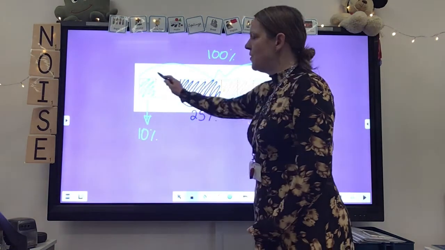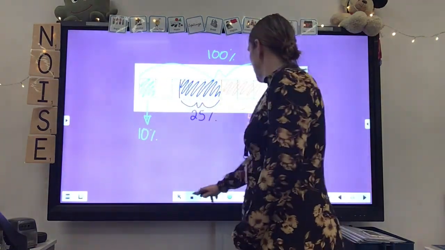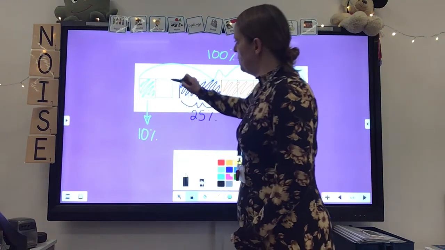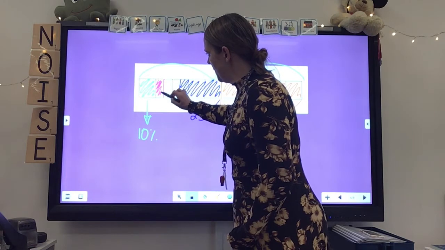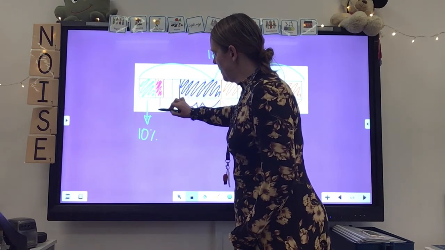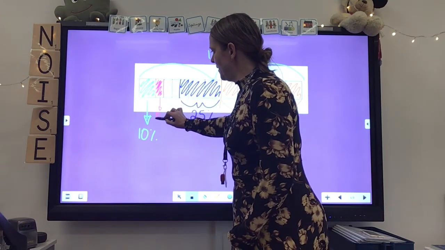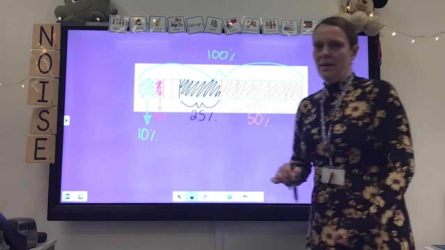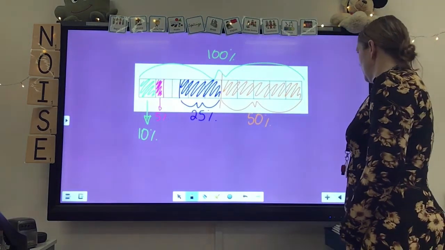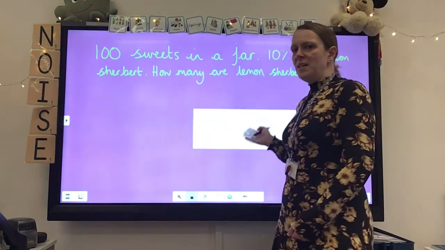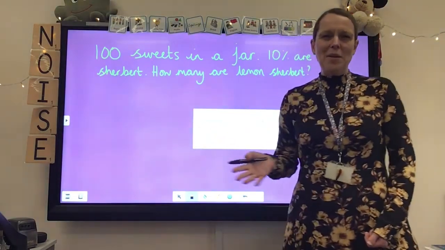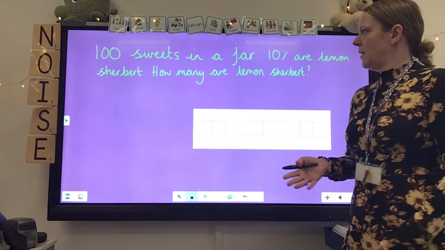So if we know one square is 10%, oh, it's getting very colourful now. What is half of a square going to be? That's right, it's going to be 5%. Okay, so we can use these bar models and these 100 squares to help us to solve questions, solve problems.